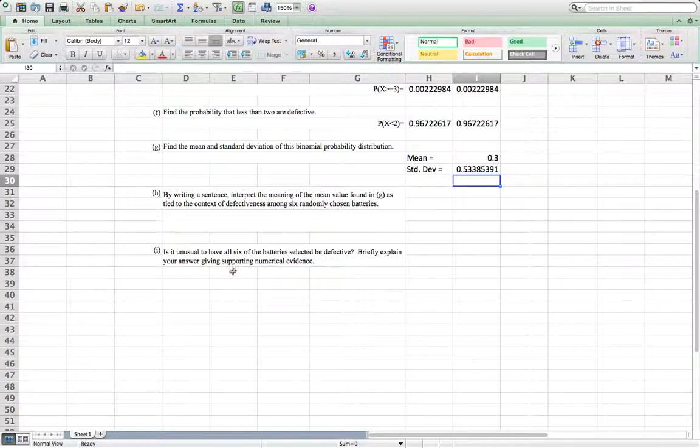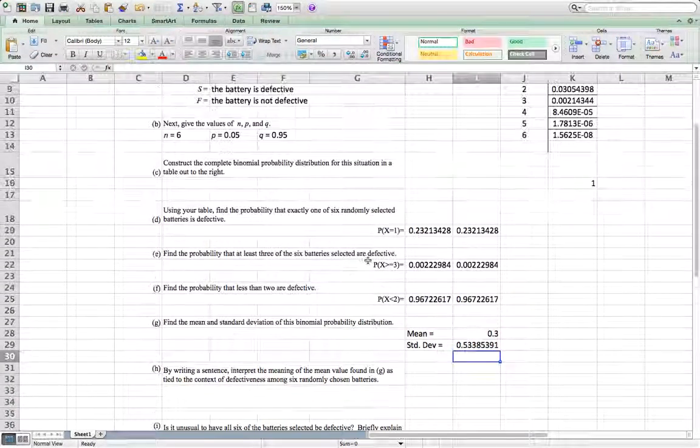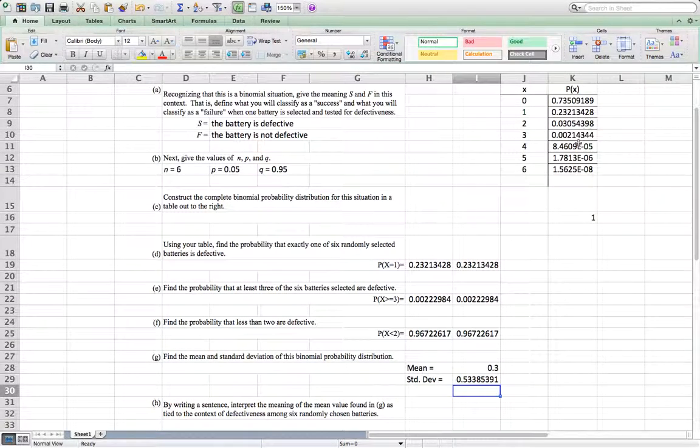Now, last question. Is it unusual to have all 6 of the batteries selected be defective? If you want all 6 batteries to be defective, the probability is this, 1.5625 multiplied by 10 to the negative 8 power. It is a very, very small number. So we know it's unusual.